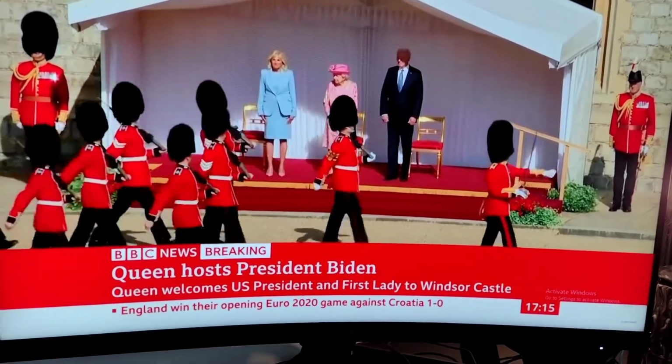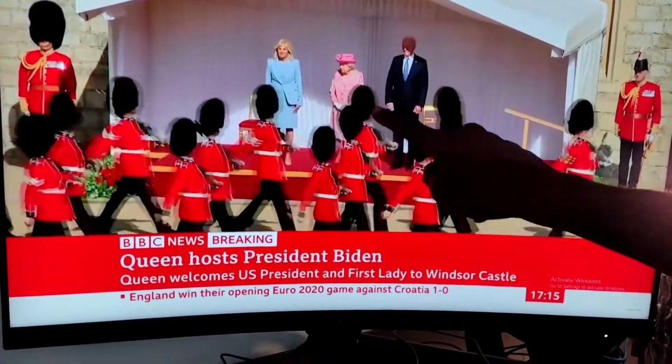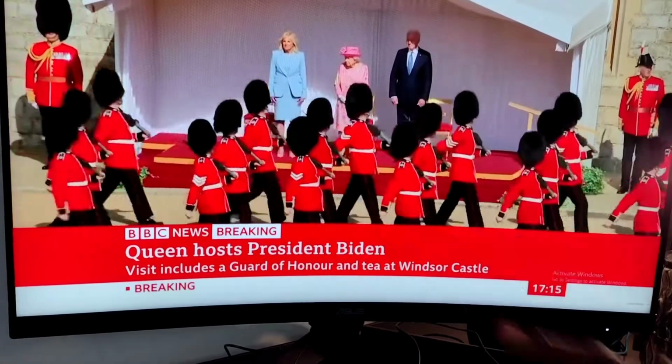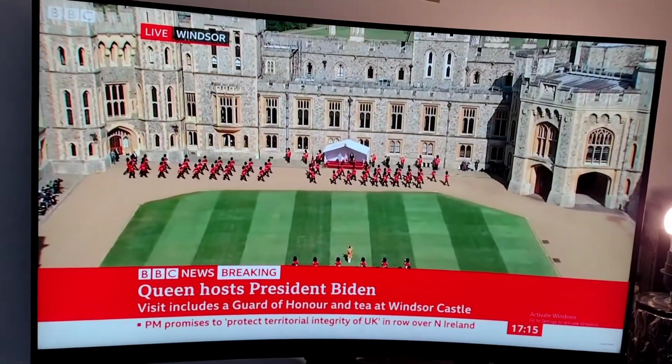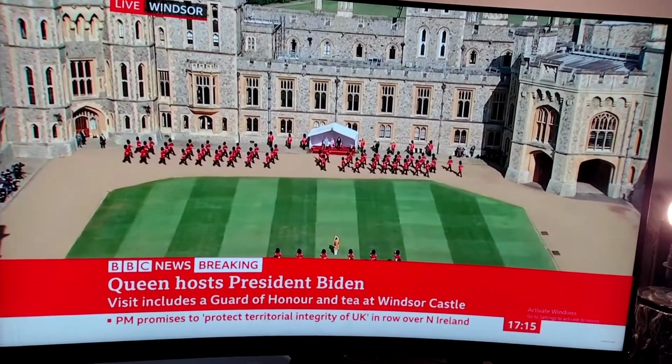She's got no attire on. Look, see them all out of line? See them all out of line? See them all out of line? This is a hint to you guys. These are sergeants, corporals. These are all showing you that this is all staged.